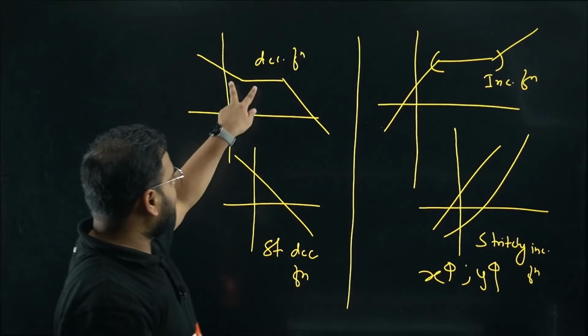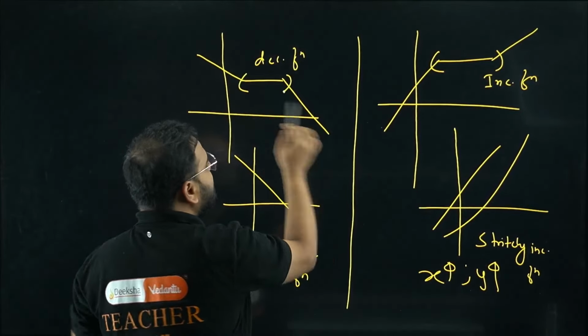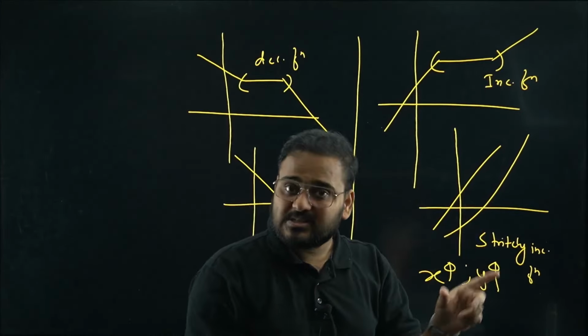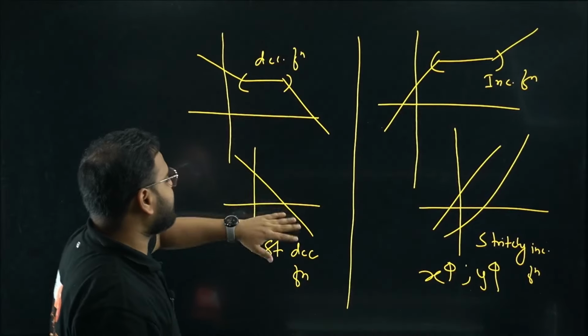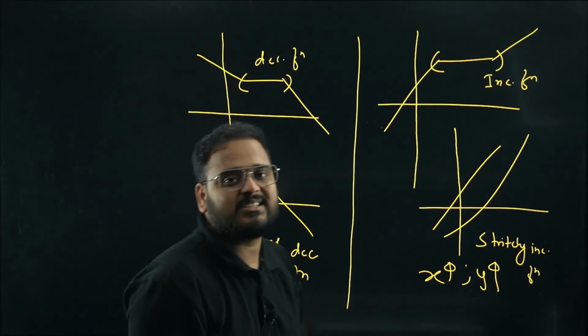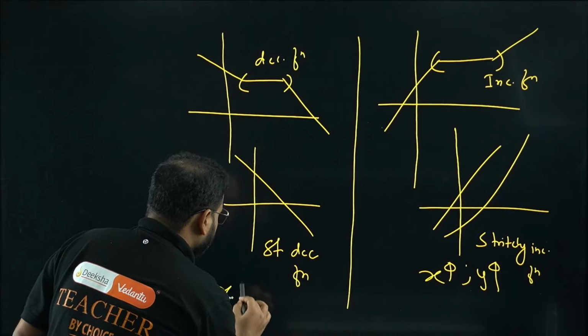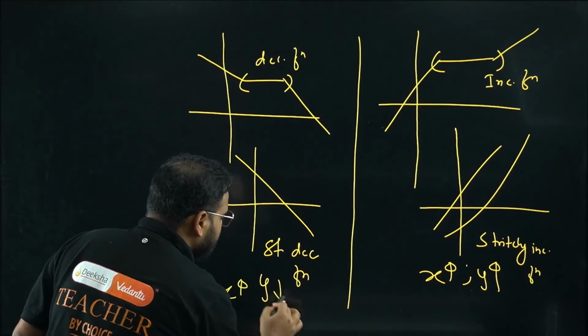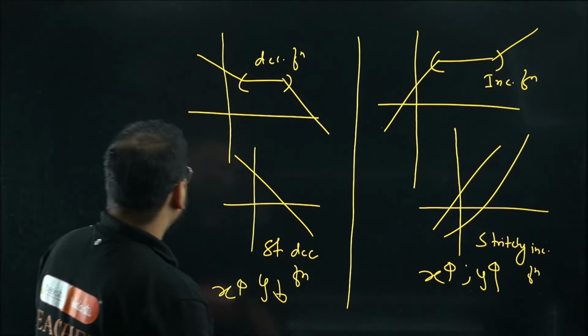Is the clarity there? At this part, from here to here, what is happening? The graph is constant for some time. That's why it is only decreasing, whereas in this particular case you can see strictly decreasing means as x increases, the y value is decreasing all the time. That's why it is strictly decreasing. Have a look.